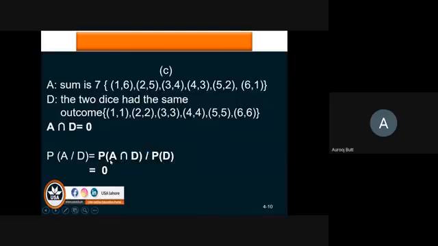Taking the intersection of A and D, we have nothing in common between both of these events. If we have nothing in common, what will the probability be? 0. That means it's an impossible event if you need to find the probability that the sum is 7 given that the two dice had the same outcome.